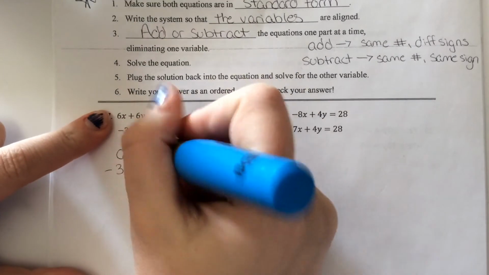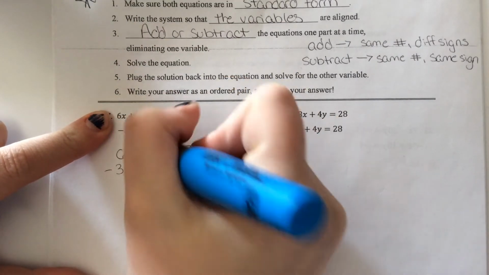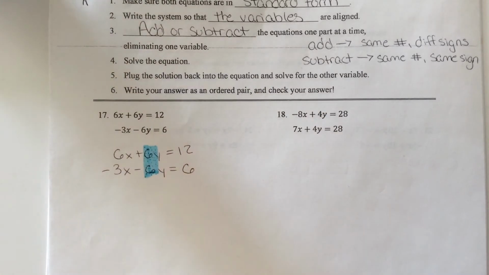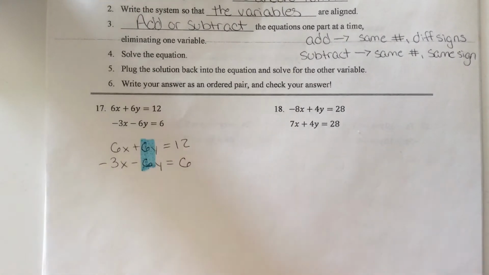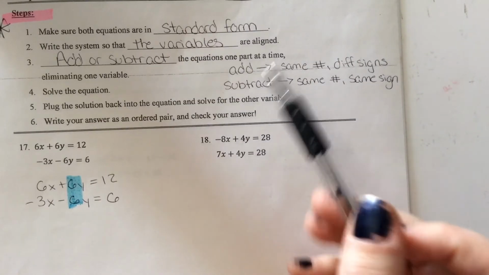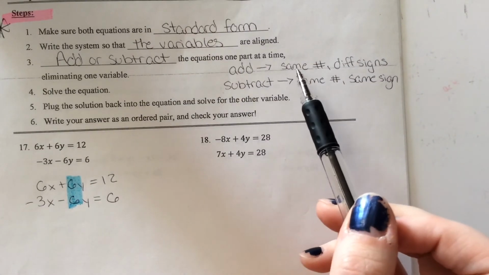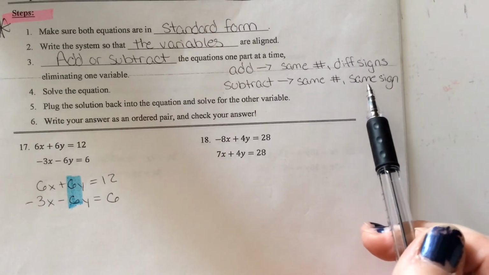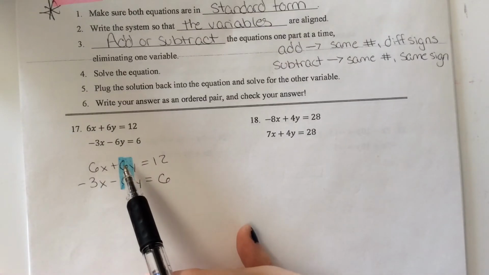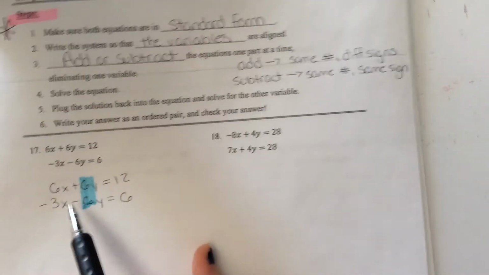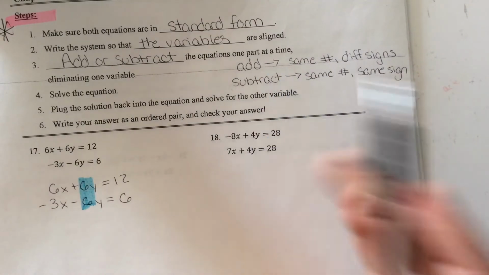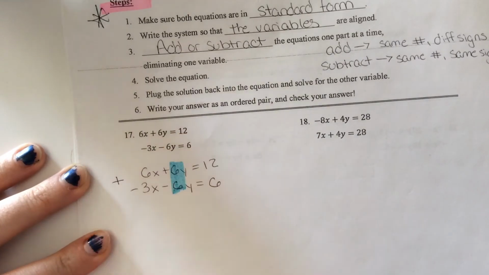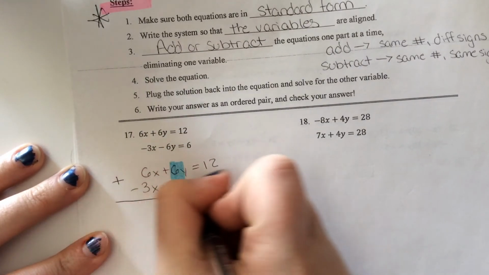You're going to notice that the y term right here, whoops, my highlighter didn't work very well, has the same number. They both are 6, right? And remember up here, I had you write down in your notes, you should add when they're the same number with different signs and subtract when they're the same number with the same sign. Here we have a positive 6 and a negative 6. So they're the same number, but different signs. So that means that we need to add these 2 equations together. Okay?